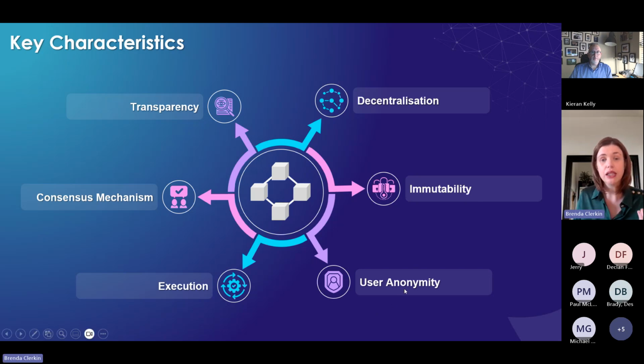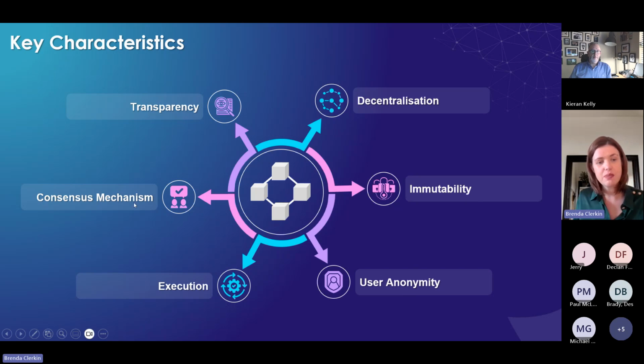There's user anonymity. So when you're using the blockchain, it's not that your name comes up as the user of the blockchain. Addresses are used, and addresses are identifiers in the form of unique numbers and letters that form a unique identifier for each user on the system. Execution: in the way the blockchain operates, there is less human involvement and more automatic execution of transactions, in particular what we would call smart contracts. And I'm going to circle back to that as the webinar progresses.